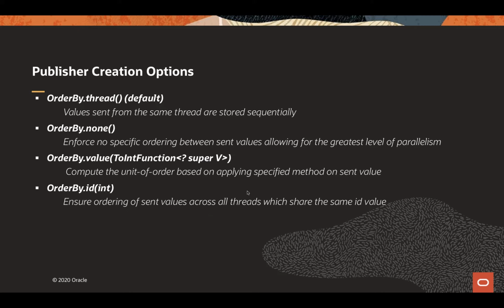So when the topic publisher is created, by default, there are 4 different order-by options for preserving the order of the messages being published, the order they're sent. By default, the message ordering is per thread. So if a publisher is running on a thread, all of the messages sent from that thread will be stored sequentially in the Coherence data grid.